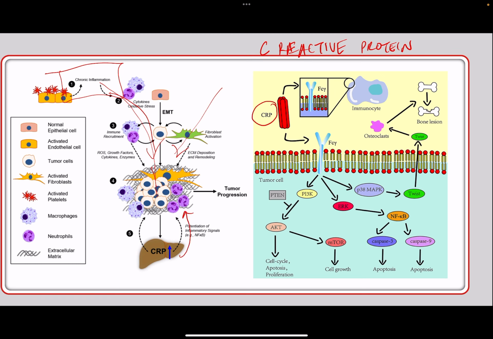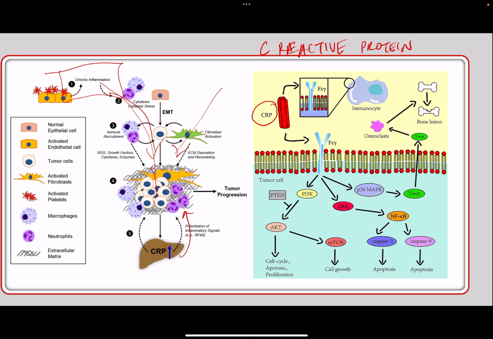On the right hand side, we've got it in red, C-reactive protein, and they use this as a marker for cancer. It's been shown that inflammation causes higher levels of C-reactive protein, and increased levels of CRP are correlated with a higher incidence of cancer tumorigenesis.